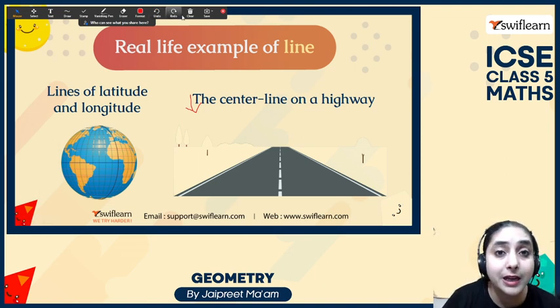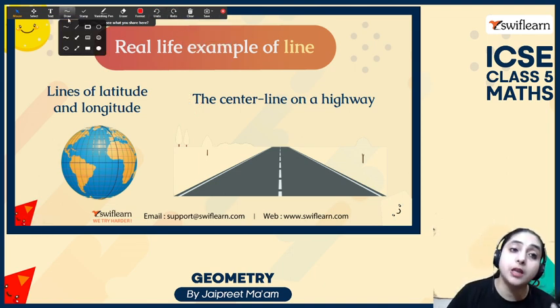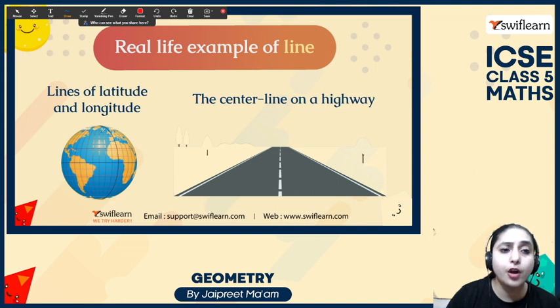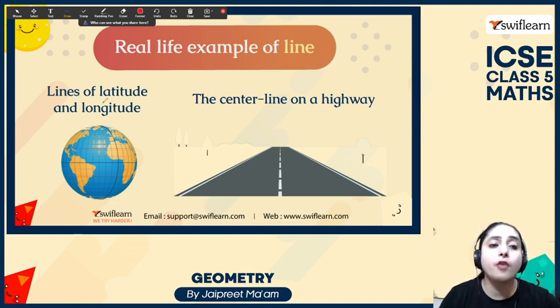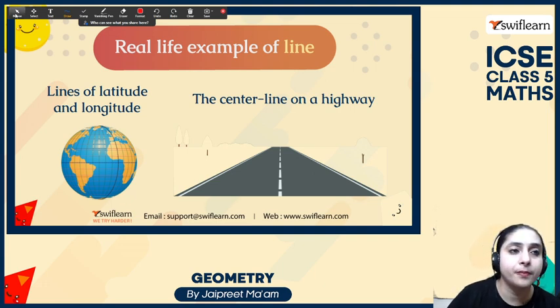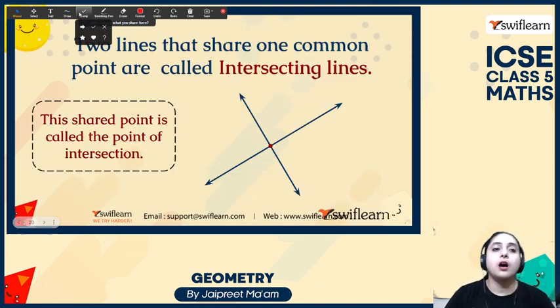Now what are the real life examples? For example, the center line of a highway, lines of latitude and longitude, these are also known as lines. Okay, so these are the real life examples of a line. Let's see the next one.